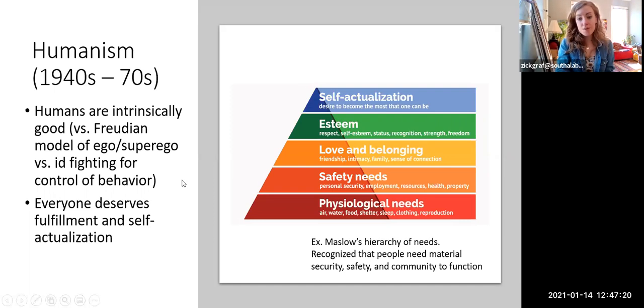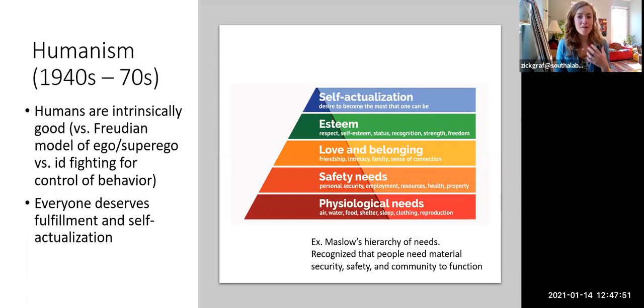So this figure shows Abraham Maslow's hierarchy of needs, and it really illustrates that the humanists recognized that people need certain conditions to be met in order for them to be considered healthy, whether psychologically or physically. People need physiological needs. They need basically their physical needs to be met: food, water, air, shelter. Once those needs are met, people's safety needs must be met. They need to have a sense of personal security.